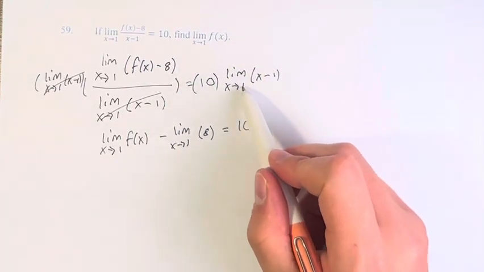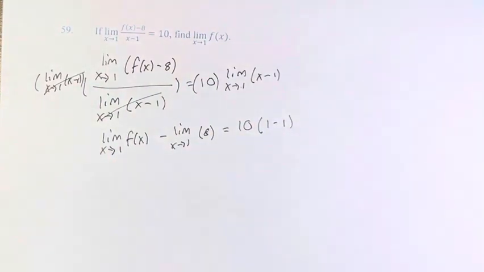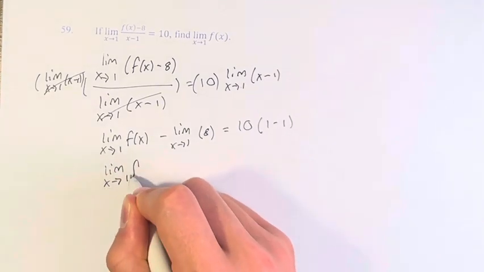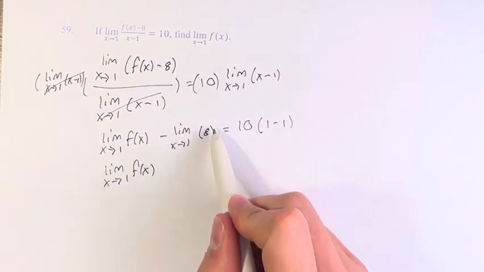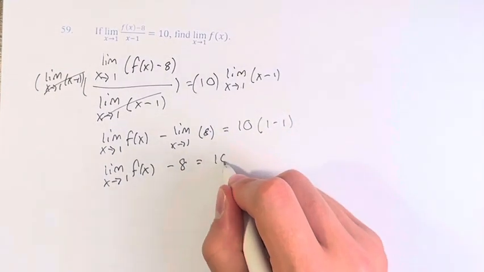We can just plug in 1 here, now that there's no domain restrictions, and get 1 minus 1. So therefore, the limit as x approaches 1 of f of x, minus the limit of 8, which for any value of x is just 8. This is equal to 10 times 0.